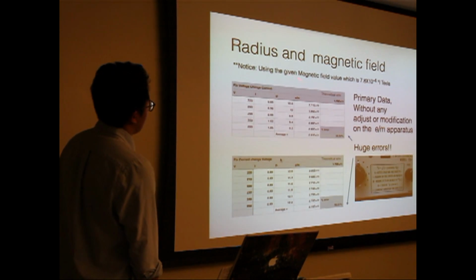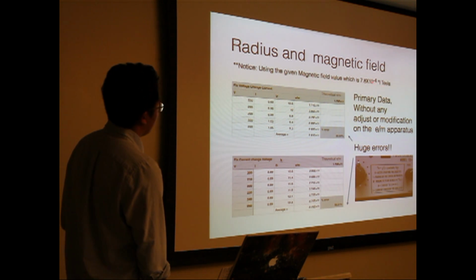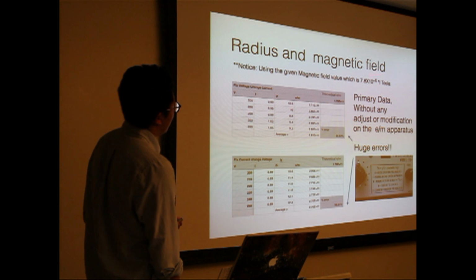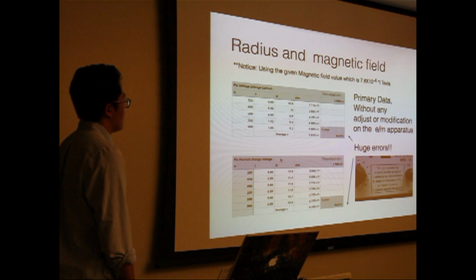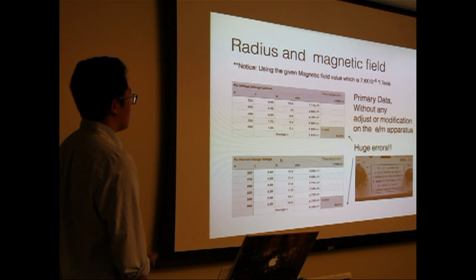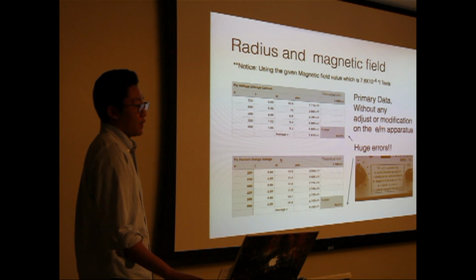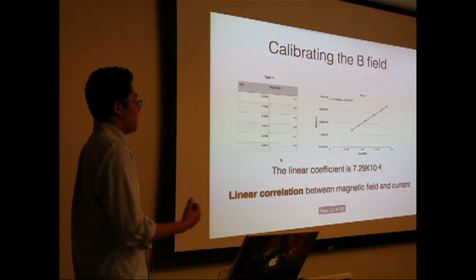That is because we use the magnetic field value given by the manufacturer, which is 7.8 times 10 to the negative 4th Tesla. So I'm thinking if there is something wrong with this number, and that's why I used a magnetic field sensor to measure the magnetic field.